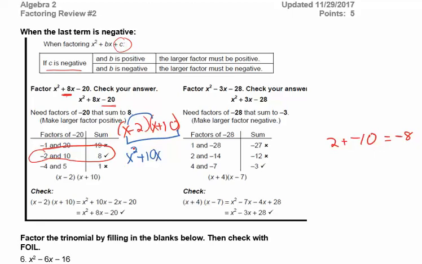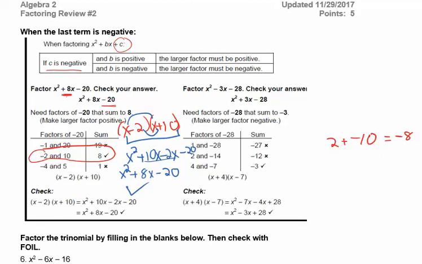This would be a positive 10x, and the inner would be a minus 2x. Then I'd have negative 2 times 10 for the last, which would be negative 20. And we combine our like terms in the middle, and we do get the positive 8x like we wanted, and the negative 20 for the end. So it works, it checks, we did it correctly.